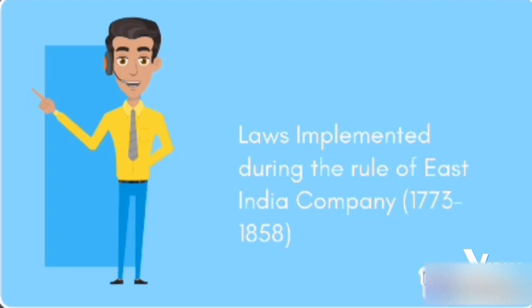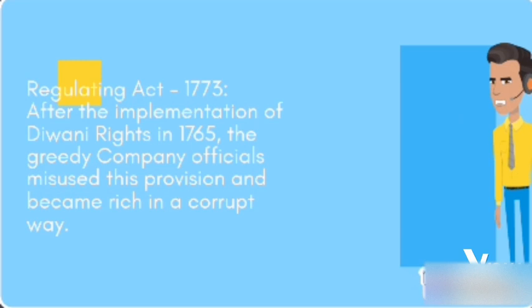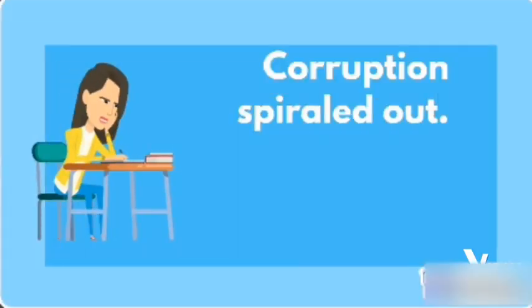Laws implemented during the rule of the East India Company, 1773 to 1858. Regulating Act 1773: After the implementation of the Diwani rights in 1765, the greedy company officials misused this provision and became rich in a corrupt way. Corruption spiraled out.